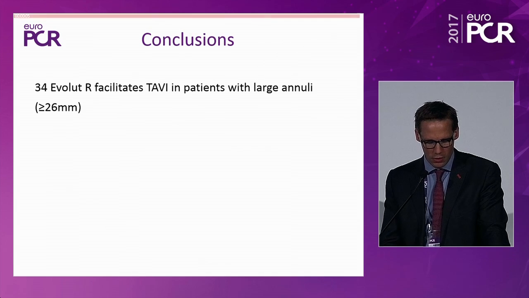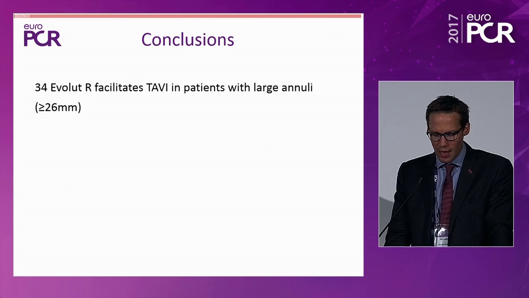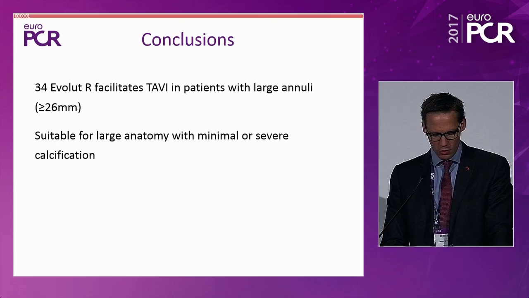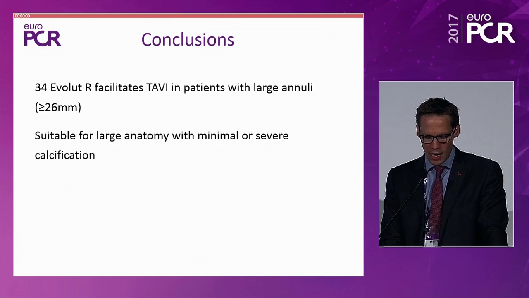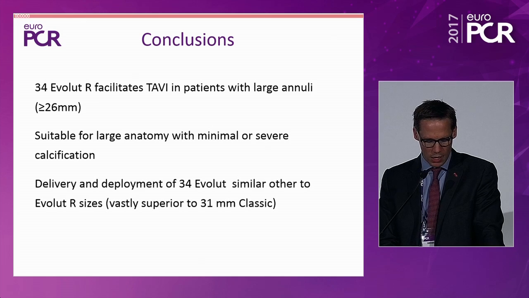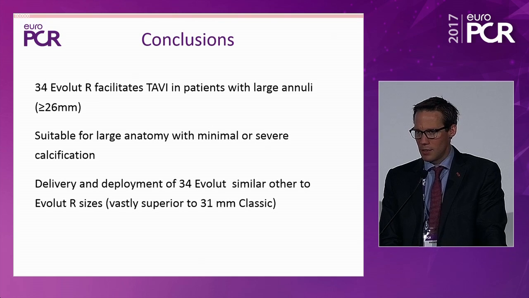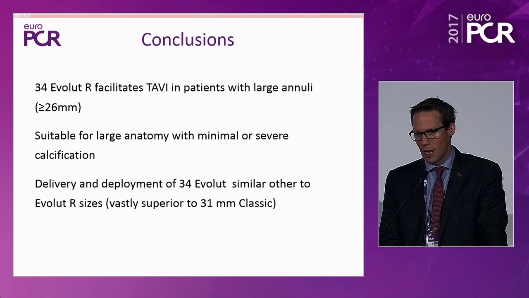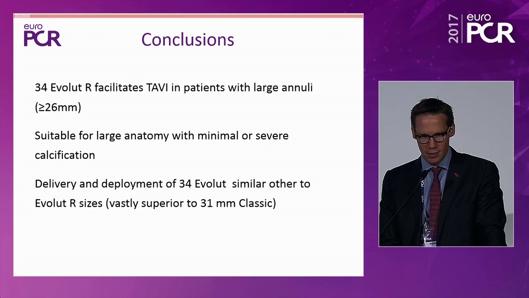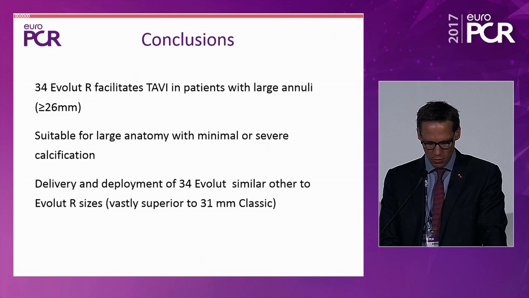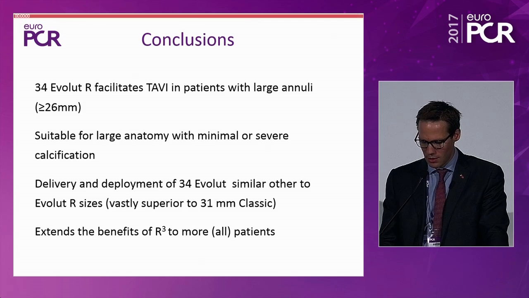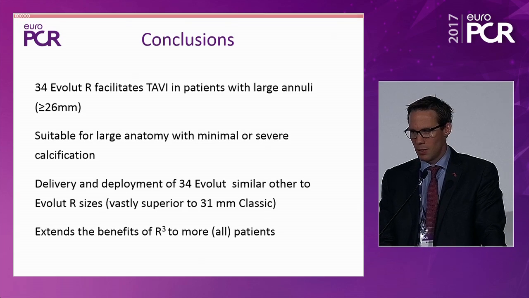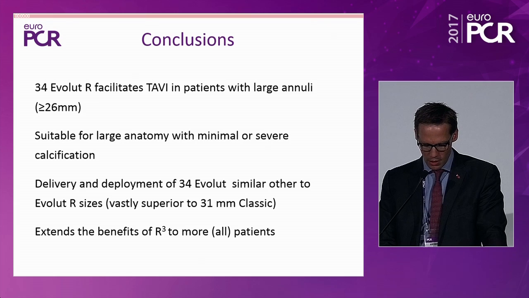So to conclude, I think the 34 Evolut R facilitates TAVI in patients with extremely large annuli. It's suitable for those large anatomies with minimal or severe calcification. I think the kindest thing that I can say about this device is that it deploys in exactly the same way as the other Evolut R devices and is vastly superior to the CoreValve Classic. And I think that it extends the important benefits of recapturability, repositionability, and removability to all patients at this stage. So thank you for your attention.